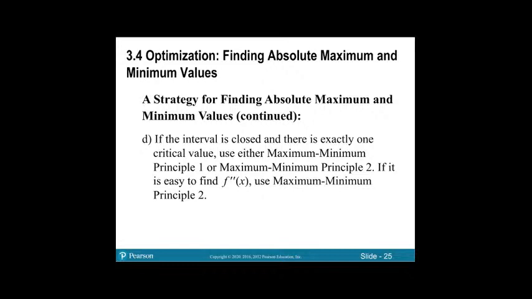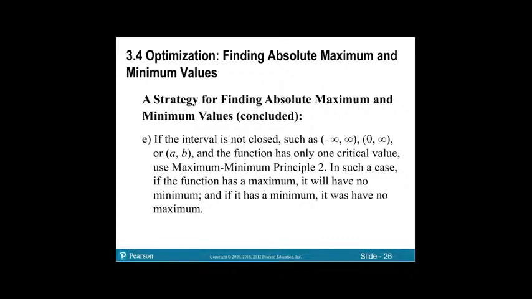If there's an interval that is not closed, such as all reals or an open interval, and the function only has one critical value, use max min principle 2. In such a case, if the function has a maximum, it will have no minimum. If it has a minimum, it will have no max. Okay. Find the absolute max and min values of this function over 0 to infinity.